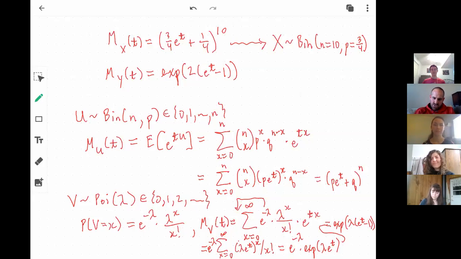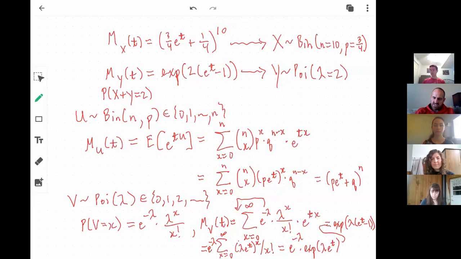Right? So what is this guy up here? What's the distribution of Y? Well, it's Poisson with parameter lambda equal to 2. Okay? So therefore, think about it. What's the probability? The other way you could do this is you could say the probability that X plus Y is equal to 2.